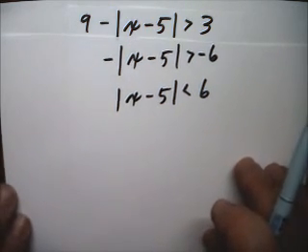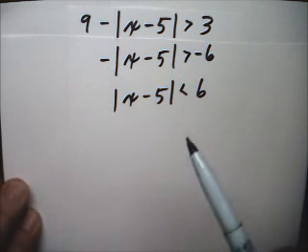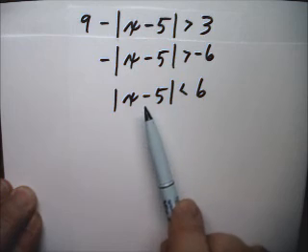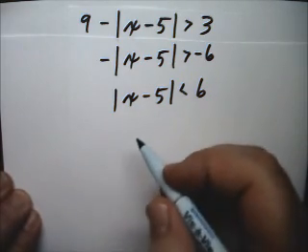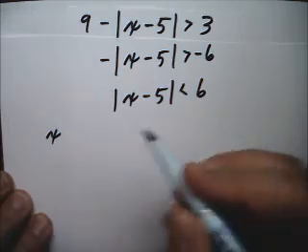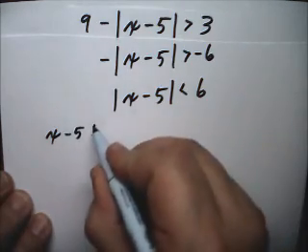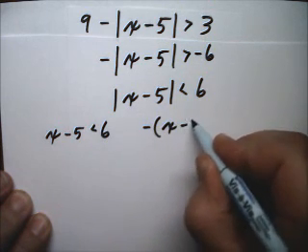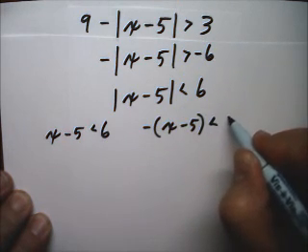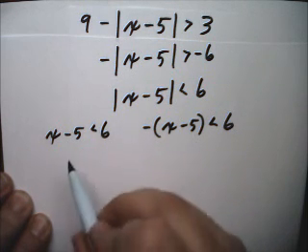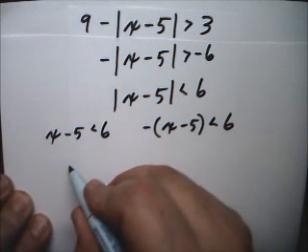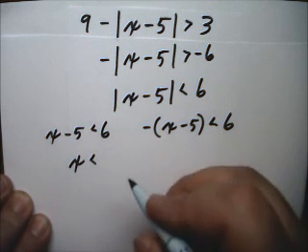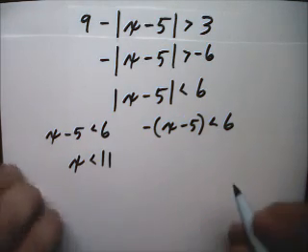So now that I have it all separated out, the absolute value expression is by itself, so I can split this in half. Either positive x minus 5 is less than 6, or else negative x minus 5 is less than 6. So working on this one by adding 5 to both sides, I'm left with x is less than, adding 5, that's 11.